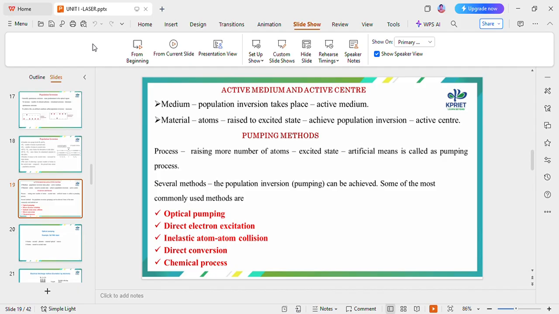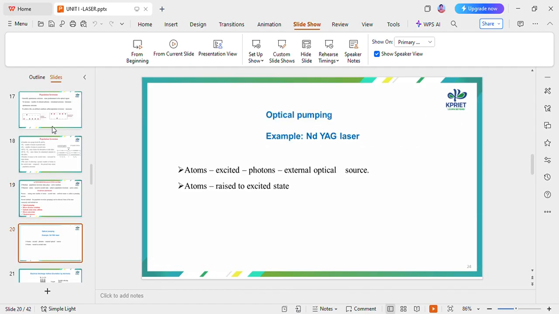There are several methods to achieve this population inversion, in which we can pump the atoms from the ground state to the excited state. Some of the most commonly used methods are optical pumping, direct electron excitation, inelastic atom-atom collision, direct conversion and chemical process. What is optical pumping? Usually optical pumping is used in solid state lasers.